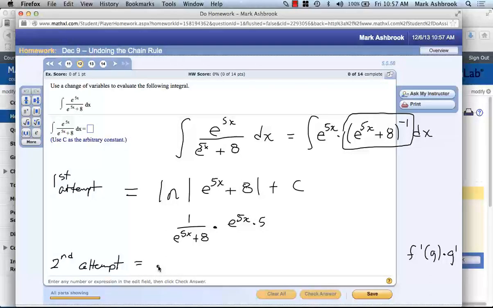By what? Our thing is what? 5 times 2, great. Here's the problem that we don't have here. So this is identical, but then it's times 5. So we need 1/5 of our first attempt.